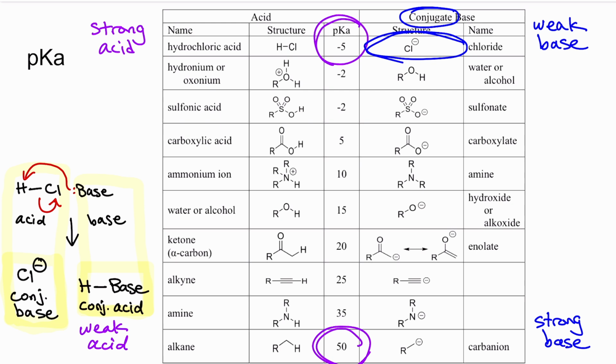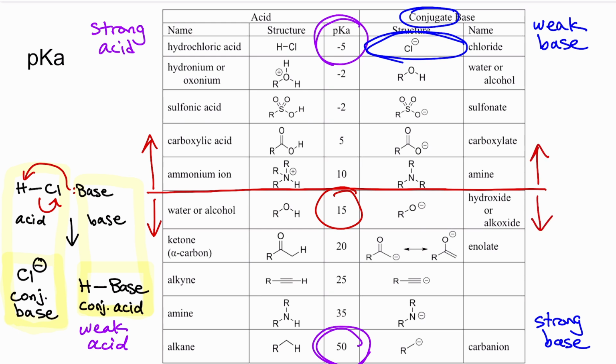Now you might be asking, what is the cutoff for what is deemed as a strong or weak acid or base? My teacher taught us to use the cutoff of 15 pKa. So anything below this line is a strong acid, and anything above this line is a weak acid. And same goes for bases: everything above is a strong base, and everything below is a weak base. Your teacher might say something different, so make sure to pay attention to what they say.